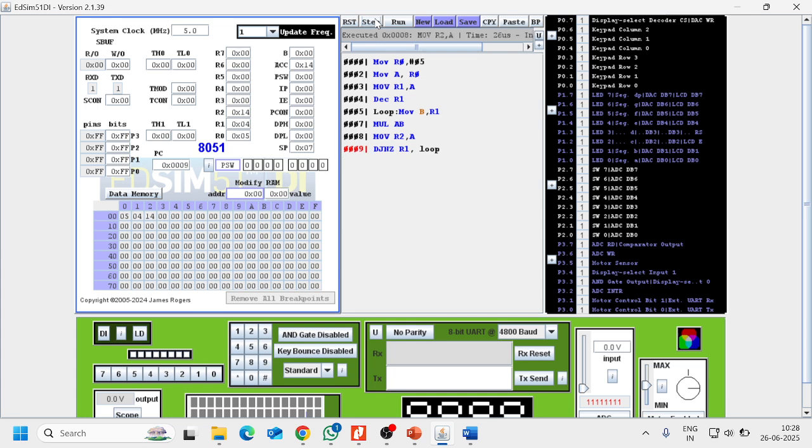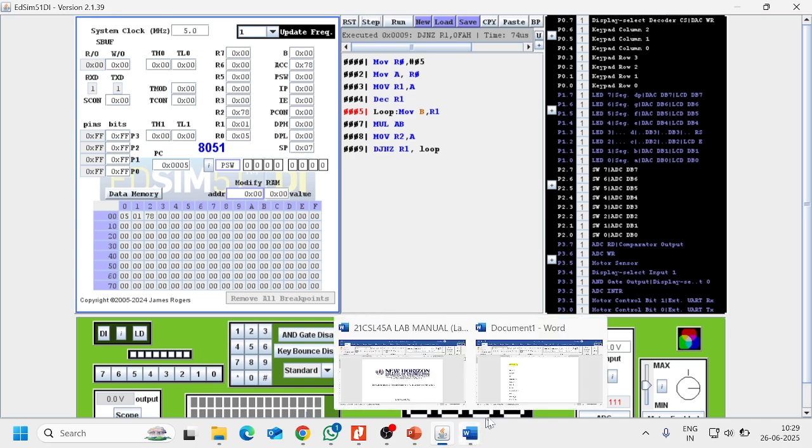Then you are decrementing R1. It became 3. Since it is non-zero, you are going to come back to this, and B is loaded with 3. Then multiply, and 78. So if you see 78, it is the hexadecimal equivalent of 120. So 5 into 4 into 3 into 2 into 1 is 120 decimal. When you convert back to hexadecimal, it gave 78. So I hope now the program is clear.